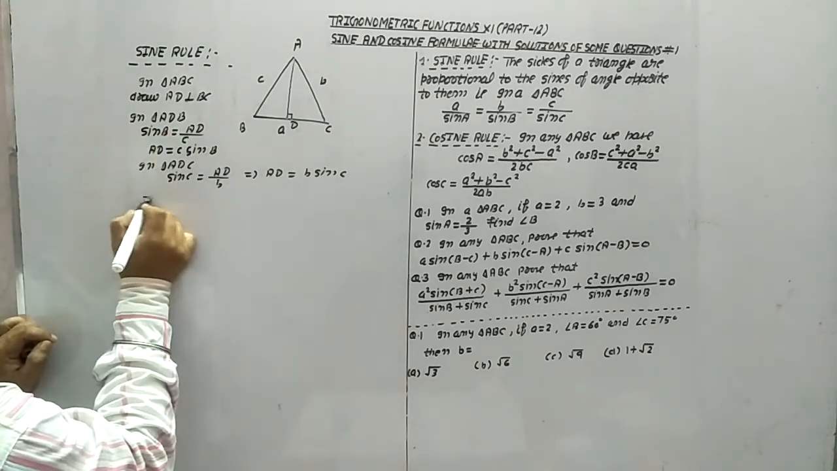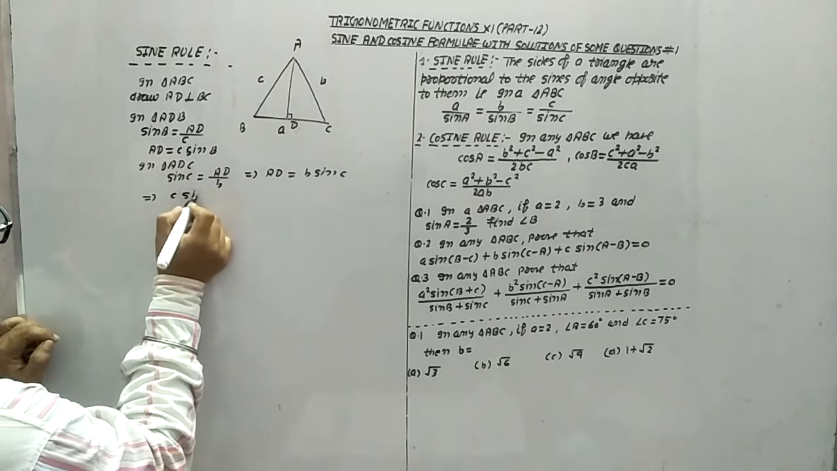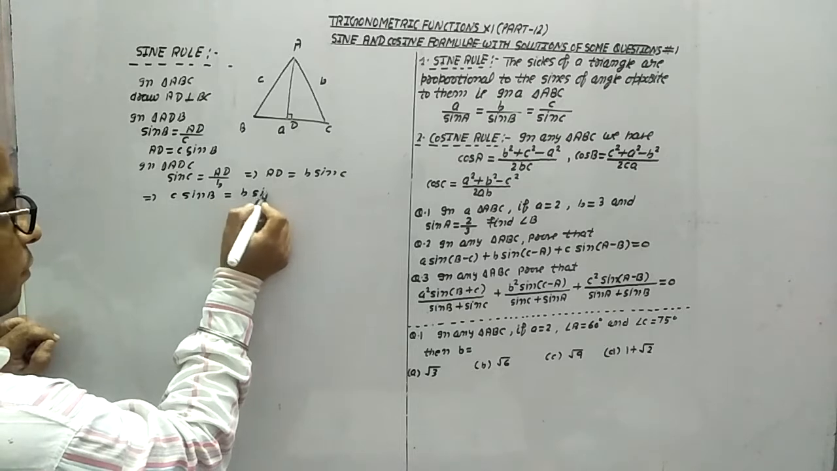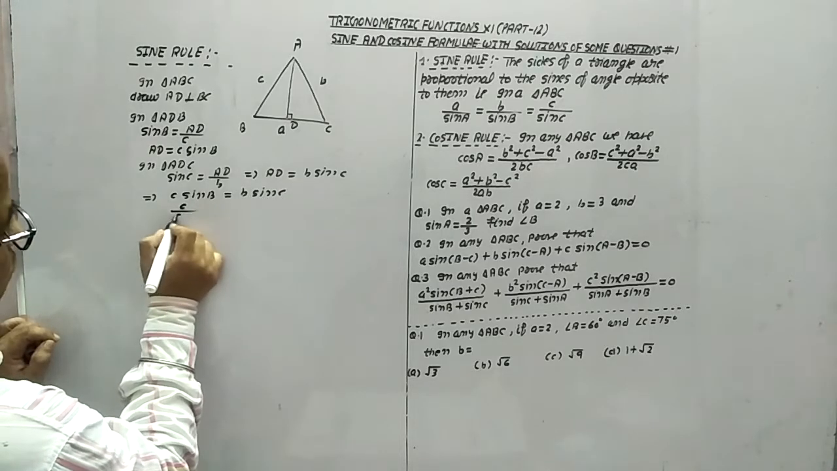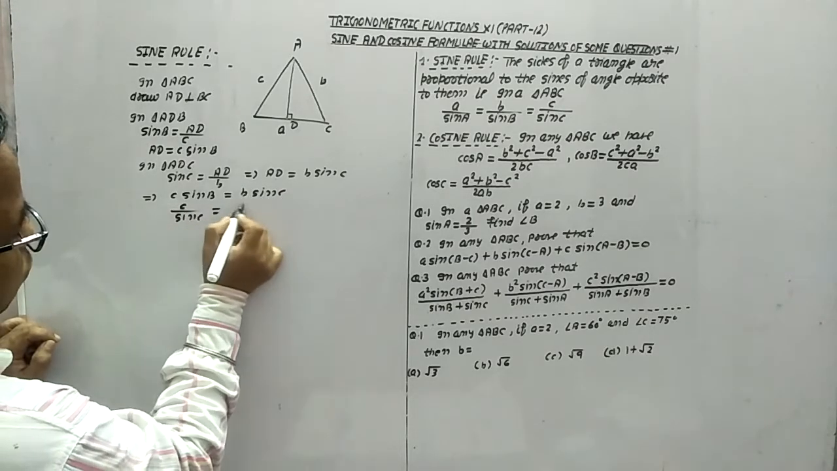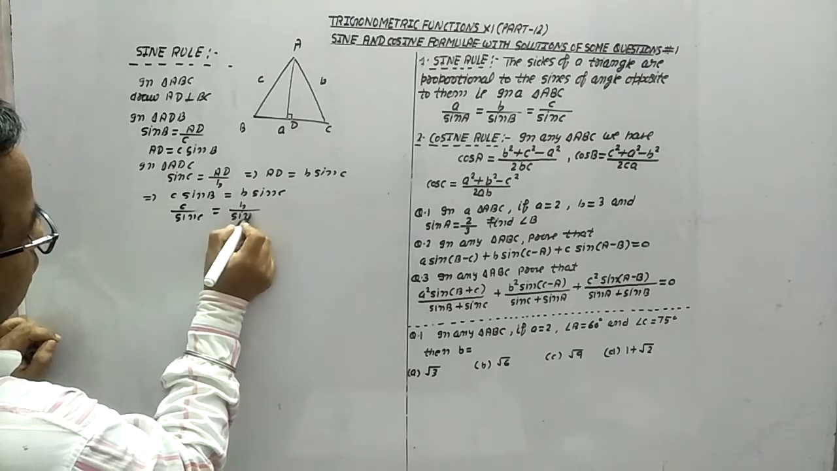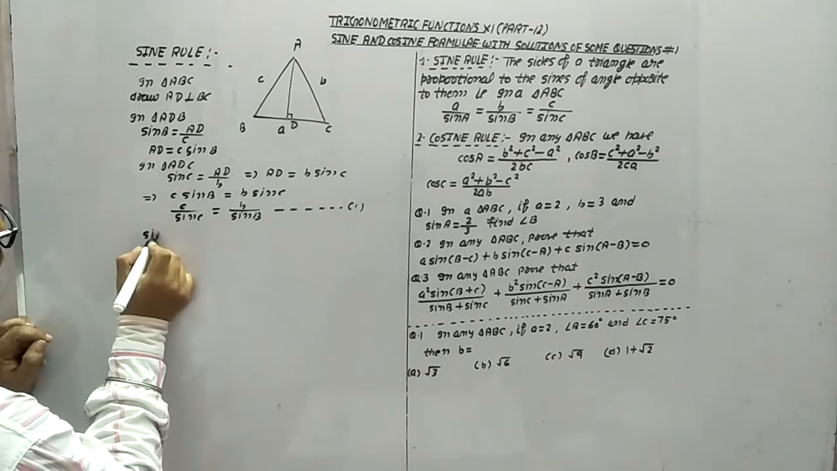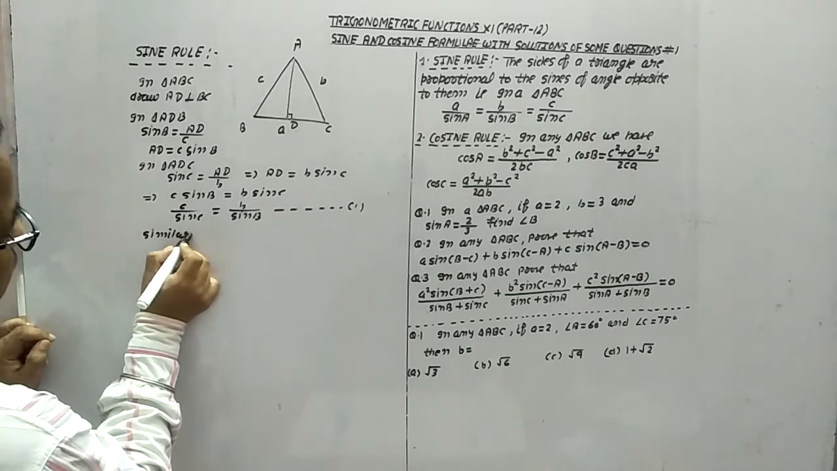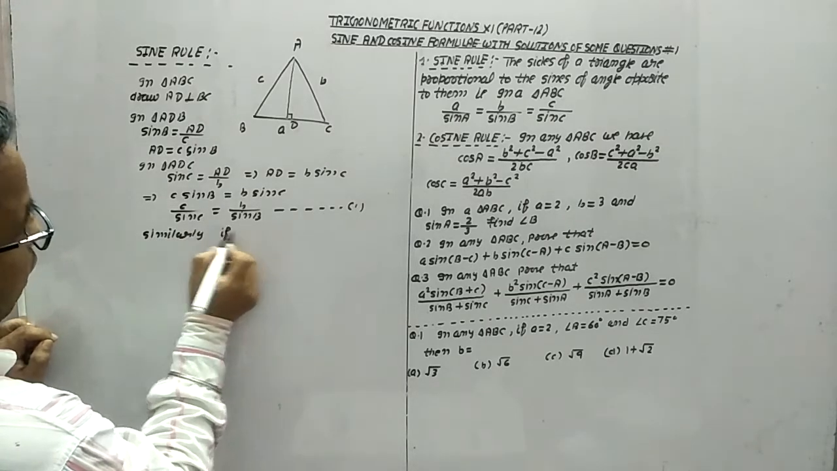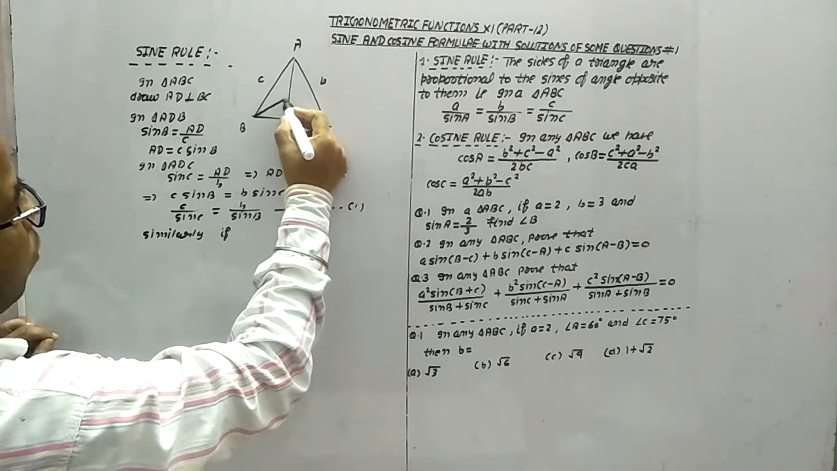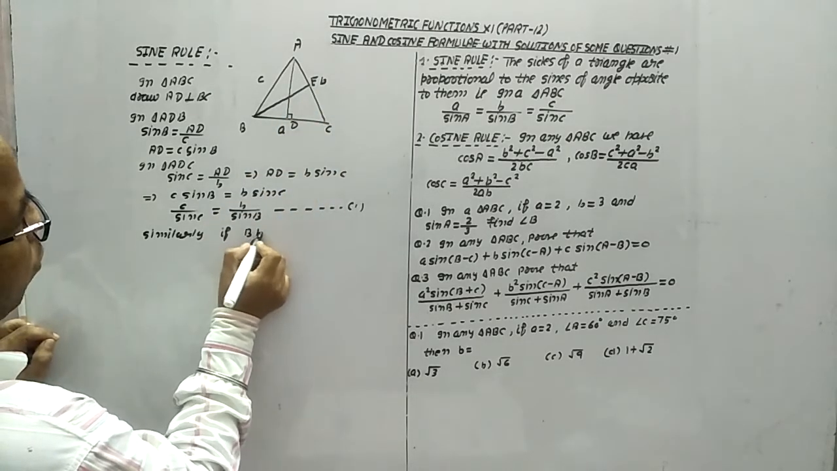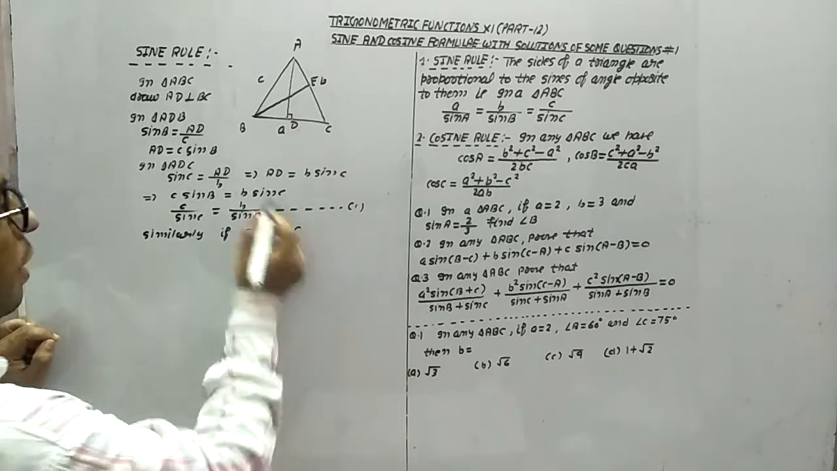Therefore, from these two parts, it implies that c sine B is equal to b sine C. It means c upon sine C is equal to b upon sine B. This is equation number 1. Similarly, we can prove: if BE is perpendicular on AC, then easily we can prove it.